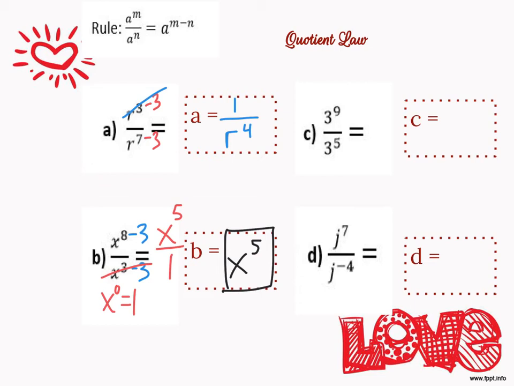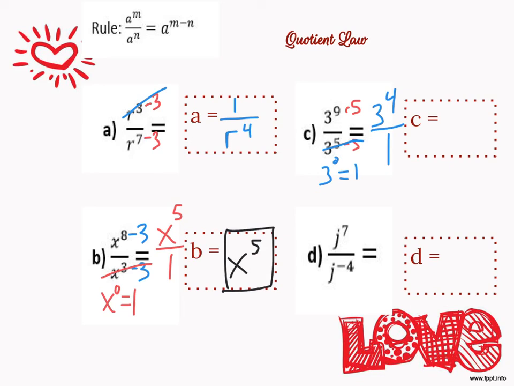Now let's look at c. Notice how c has a base of 3. Even though it is a number, it is still a base, so don't think about it as a coefficient since it has an exponent. So the smaller exponent is 5, so let's subtract 5 from both. 5 minus 5 is 0. 3 to the 0 power is 1. So our denominator goes to 1. 9 minus 5 is 4, and 3 to the fourth power.